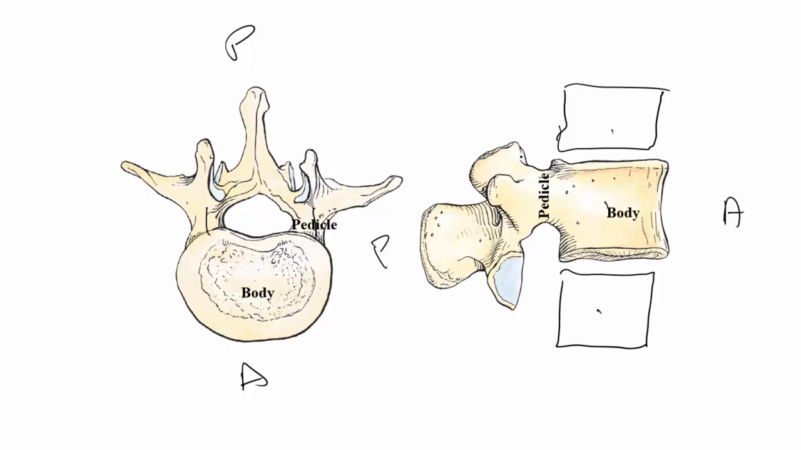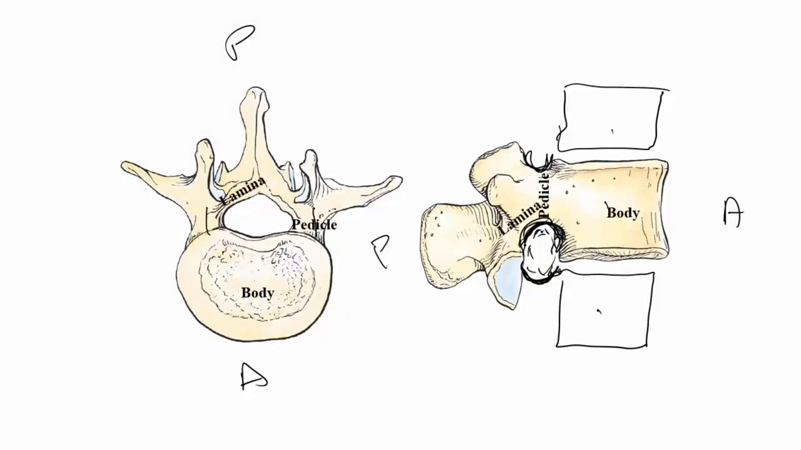Interestingly, we have notches, a superior notch on the pedicle and an inferior notch on the pedicle. And when those line up with adjacent vertebral elements, so we have an inferior notch of the pedicle above and a superior notch of the pedicle below, when those line up, we create this intervertebral foramen. So an opening between two adjacent vertebrae, and those are obviously very important.